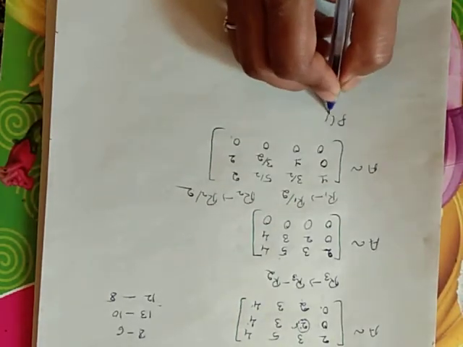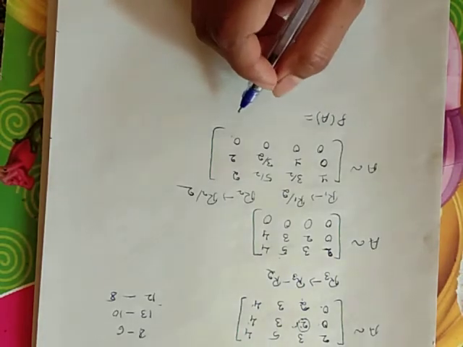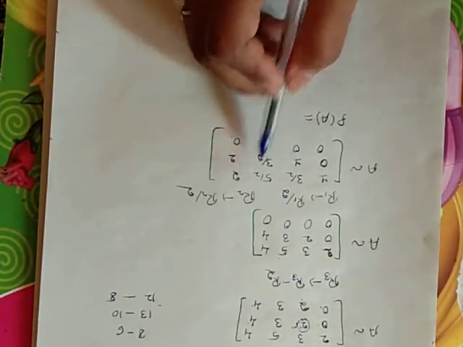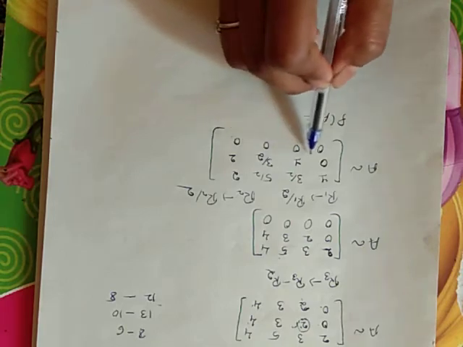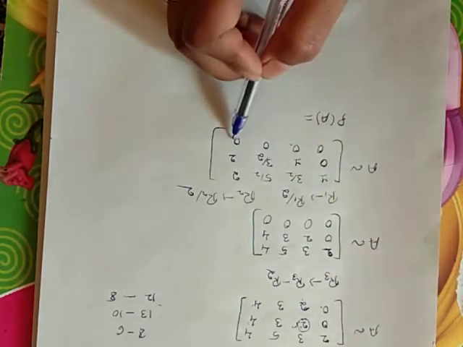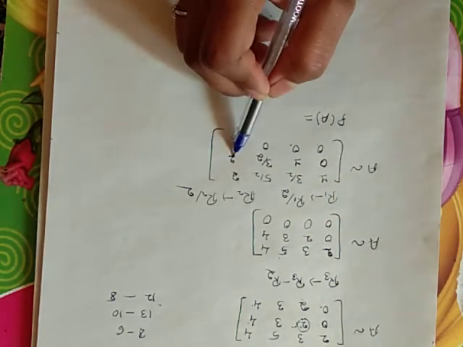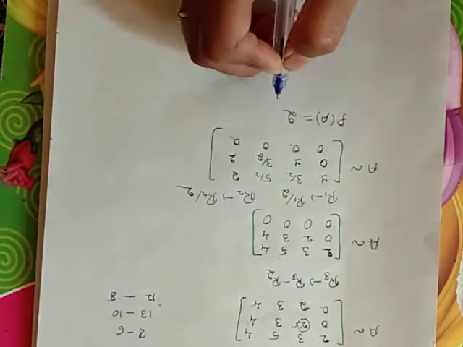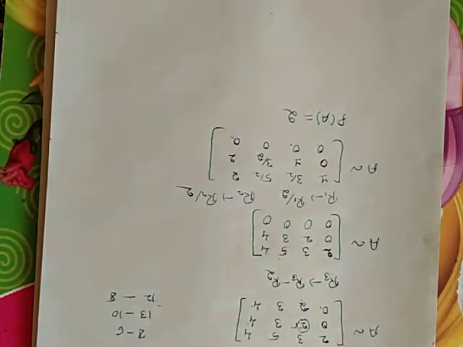Now the rank of the matrix A is equal to the number of non-zero rows. Here all the terms of this row are 0, so this is the zero row, and these two are the non-zero rows, so the rank of A equals 2. Therefore the rank of the matrix A is 2.